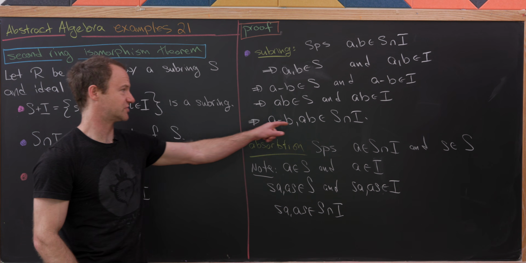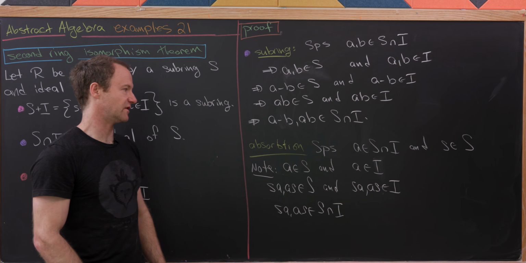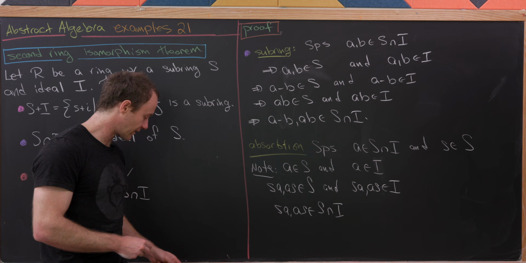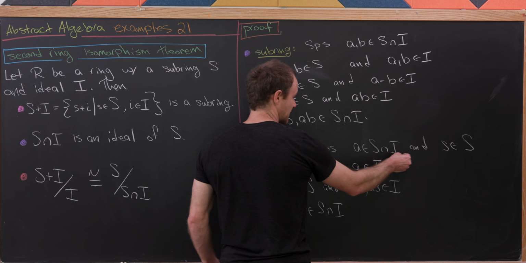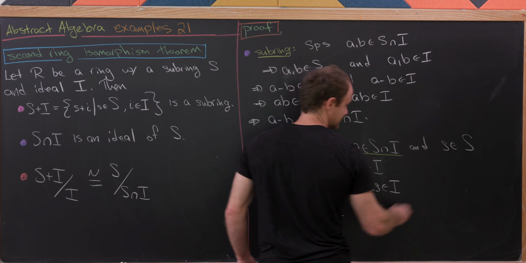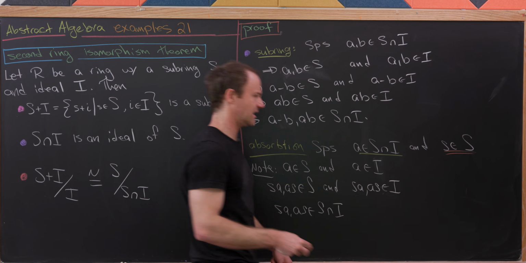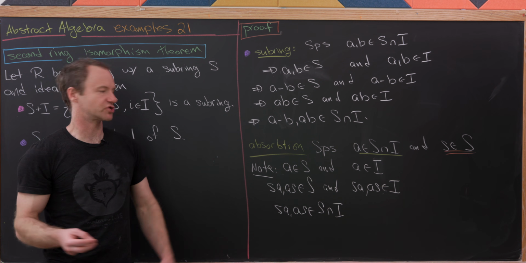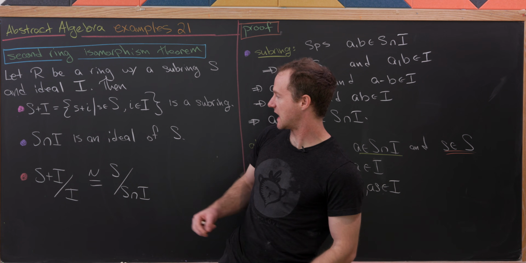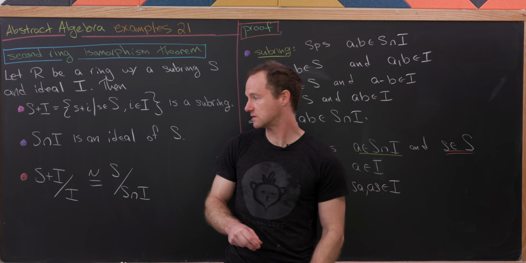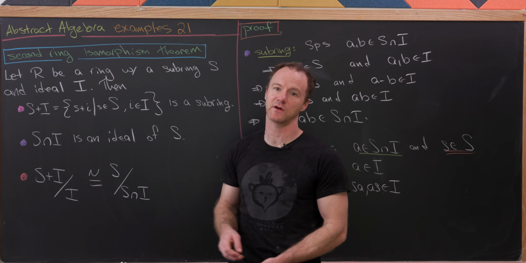This may look like just the multiplicative property of being a subring, but the important thing here is that while a comes from the intersection, this s is just anything in the larger subring, if you will. Okay, so we've proven the second dot, that S intersect I is an ideal. Now let's move on to the most important part, the isomorphism.